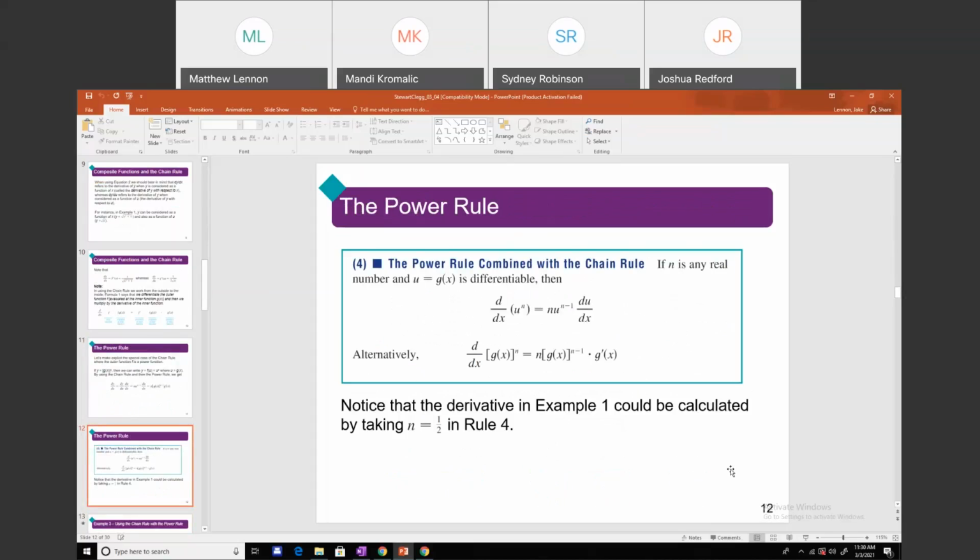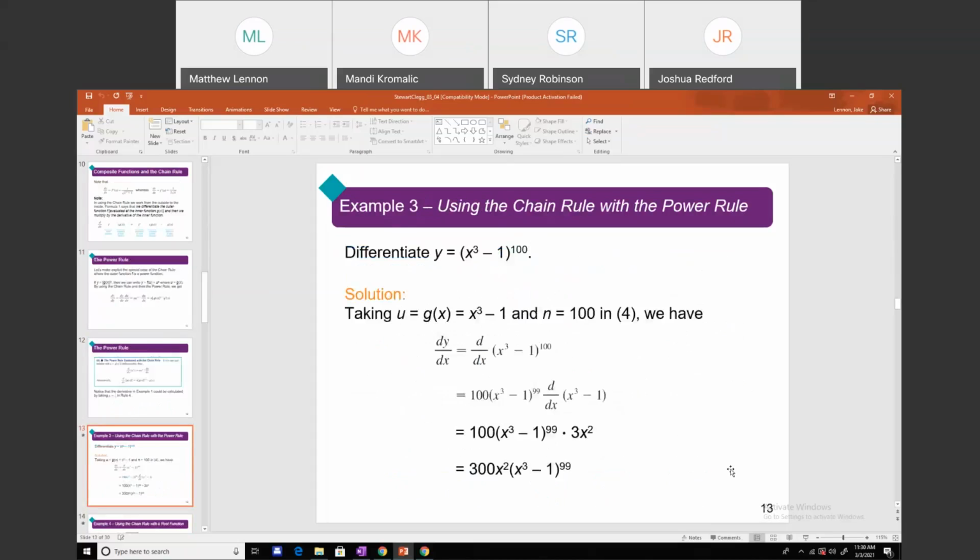They have a separate rule for the power rule. I'm not going to do that. I just like using the chain rule, essentially. There's no need for an additional formula. So x cubed minus 1 to the 100th power. Let's do this one.